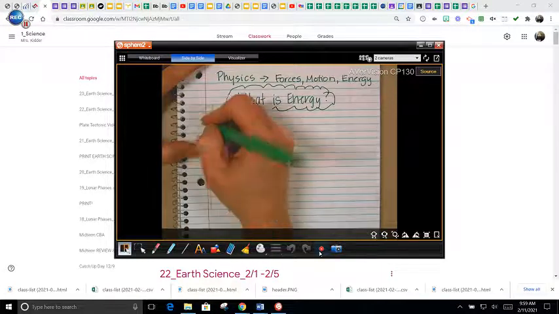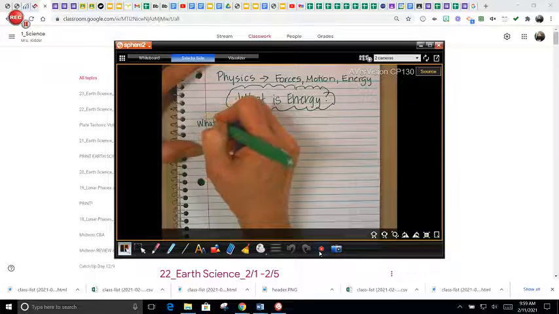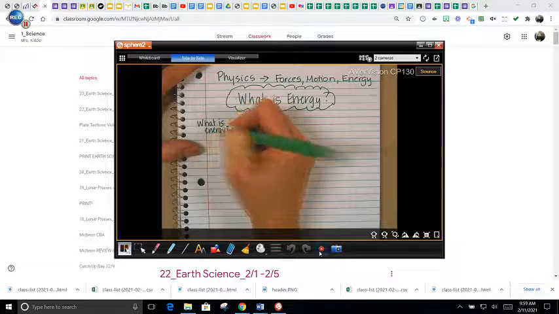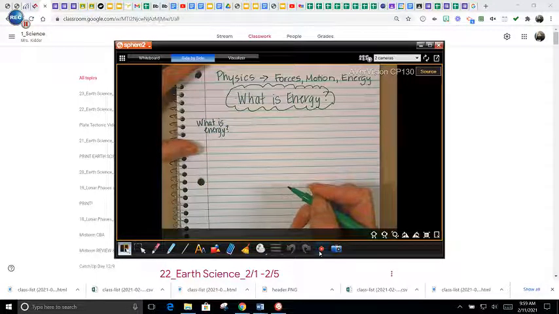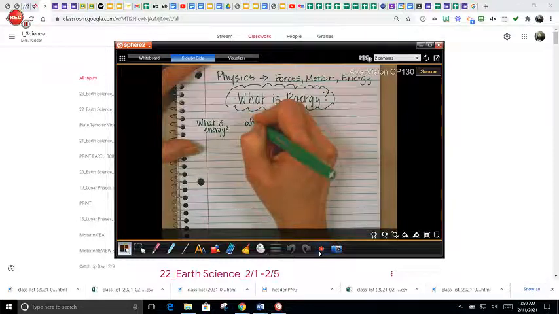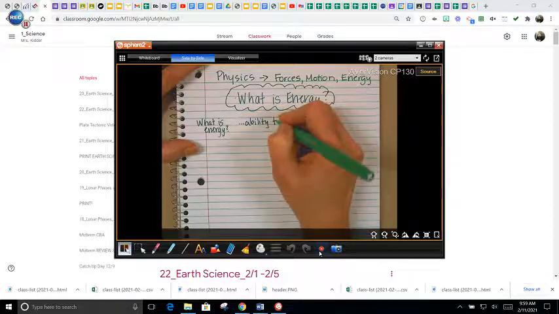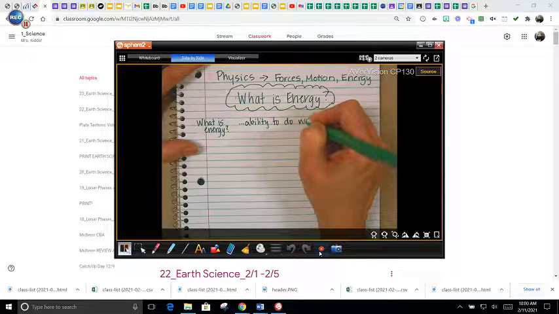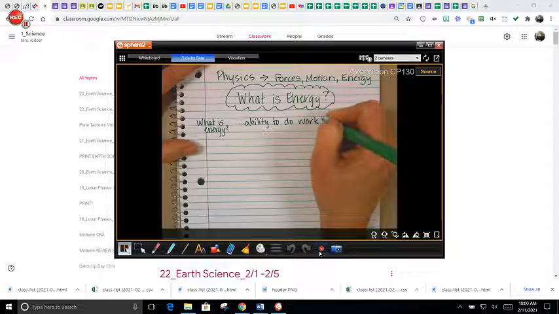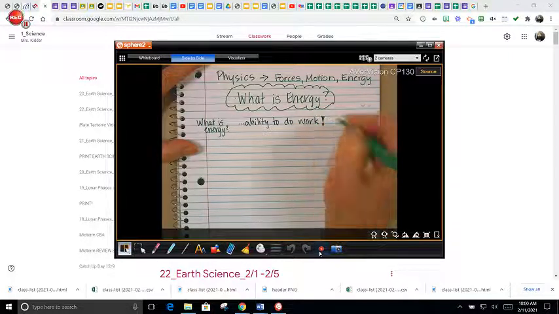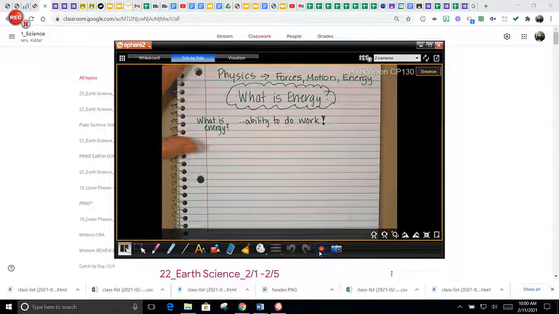So, what is energy? Have you ever thought about what it is? What is energy? Well, in physics, energy is defined as the ability to do work. Meaning, if you want to get something done, it doesn't matter what it is, even if it's your heart beating, you need energy to do that. And when things get done, you have been using energy.